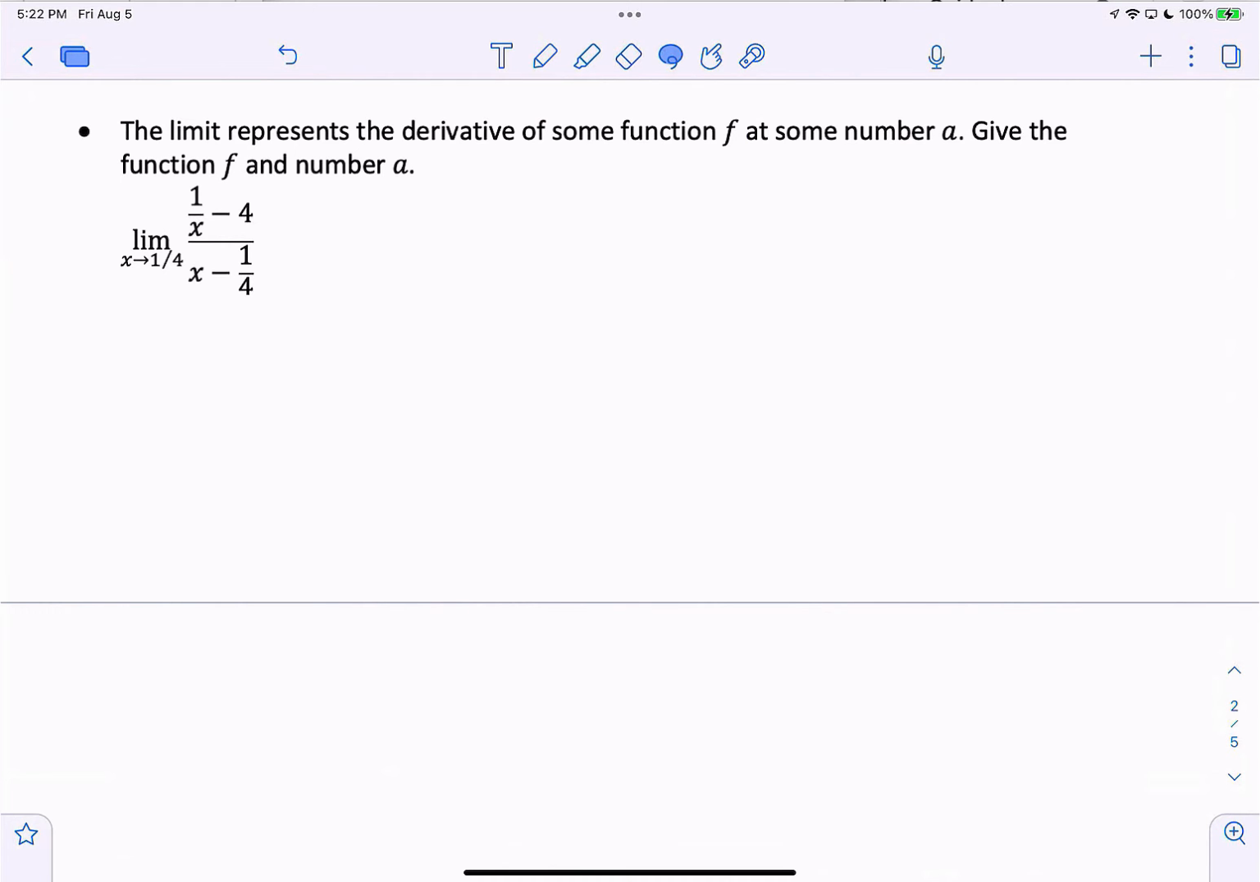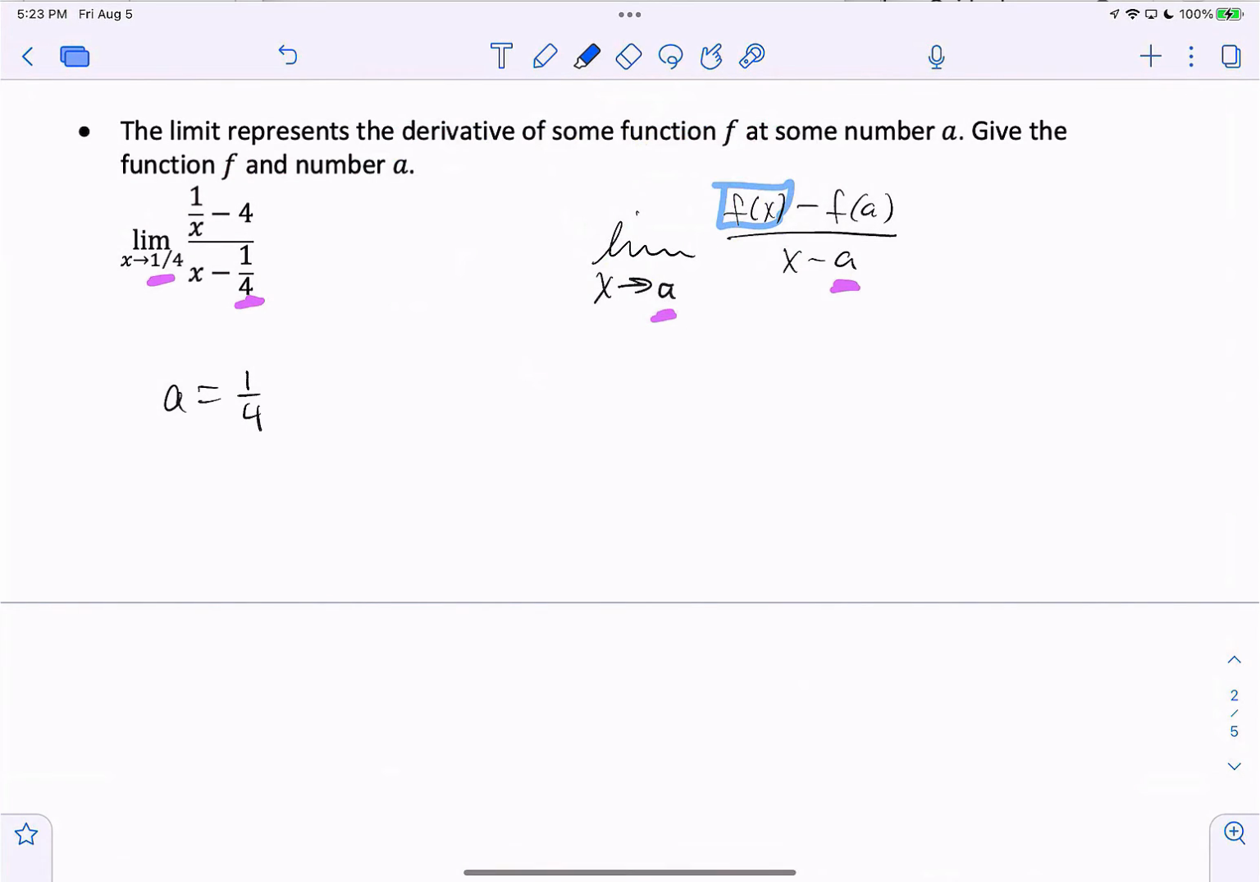Now we have an expression of the form of the limit that we just used for the derivative, and we're asked to come up with the function f and the number a for which this is a derivative. What we're matching this up to is the limit as x approaches a of (f(x) - f(a))/(x - a). From that, I can see that a is equal to 1/4. And from the numerator, f(x), I can see is equal to 1/x.